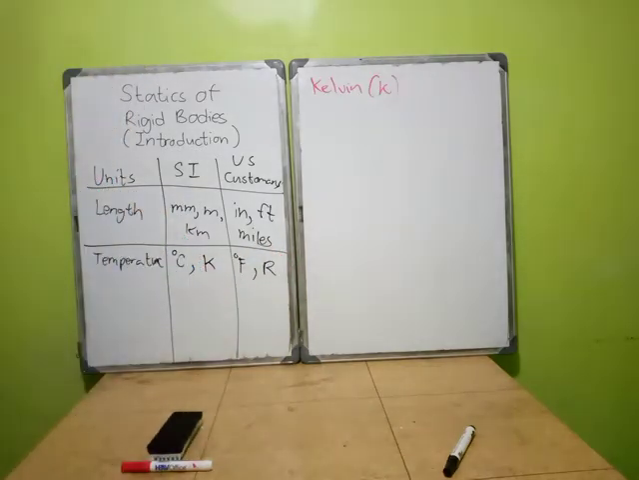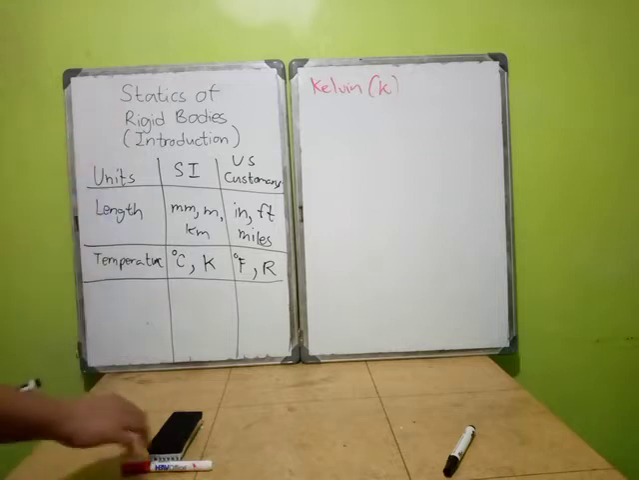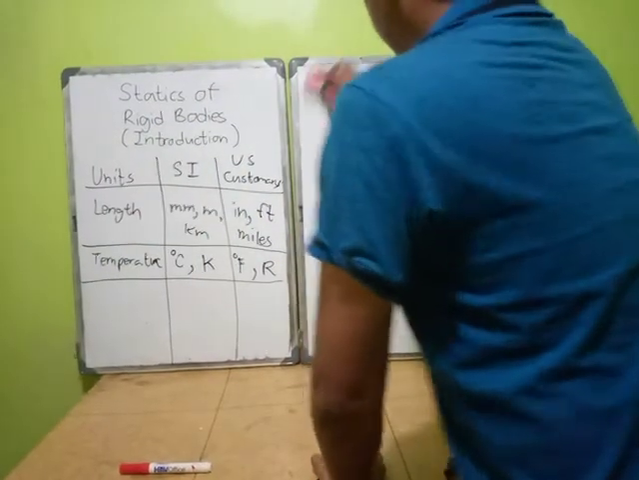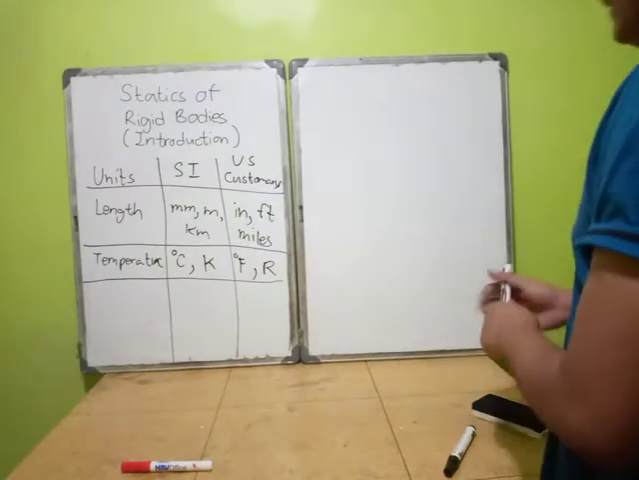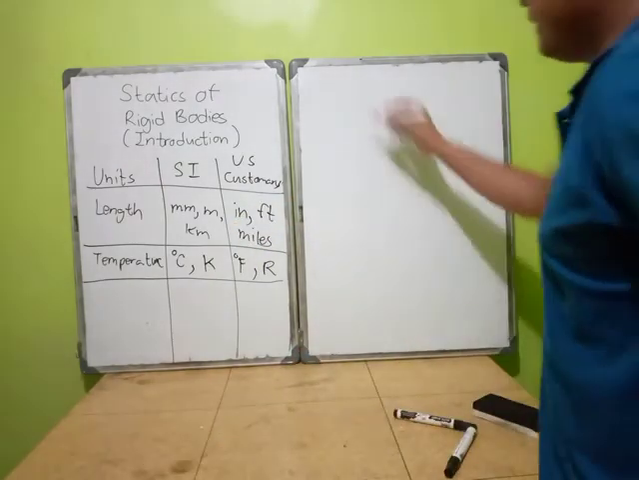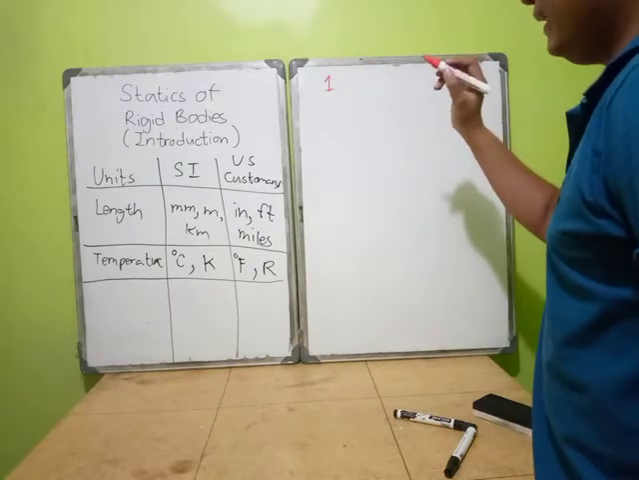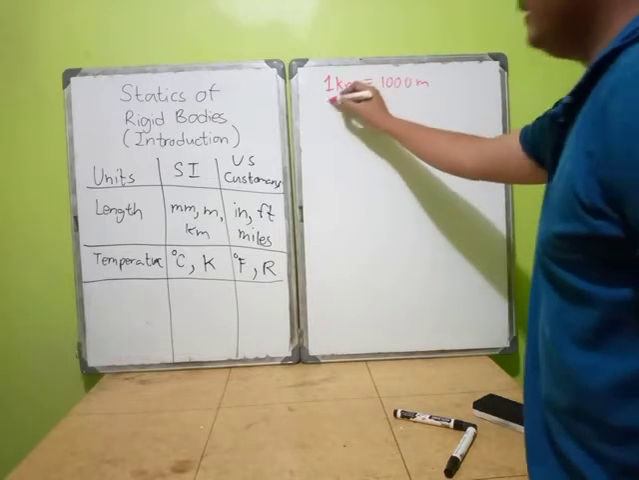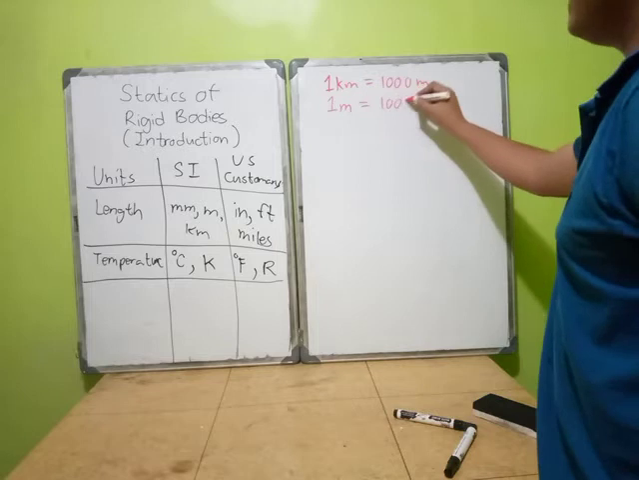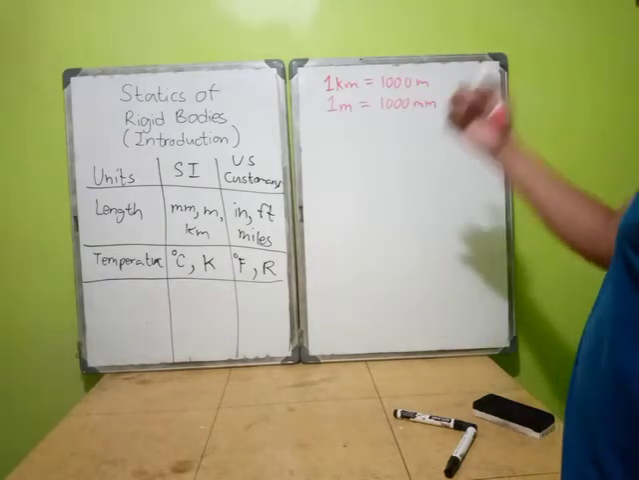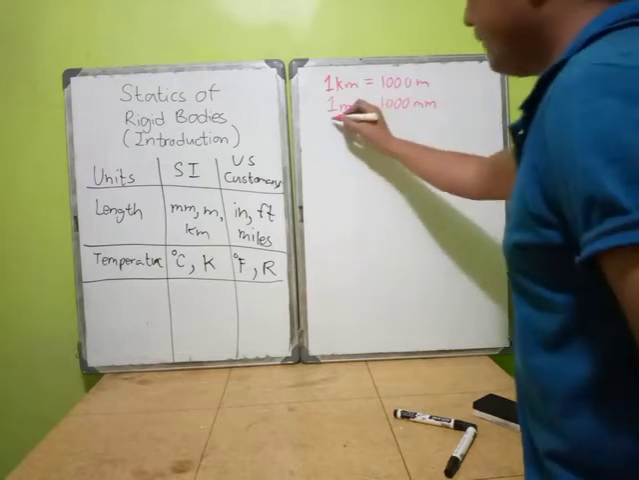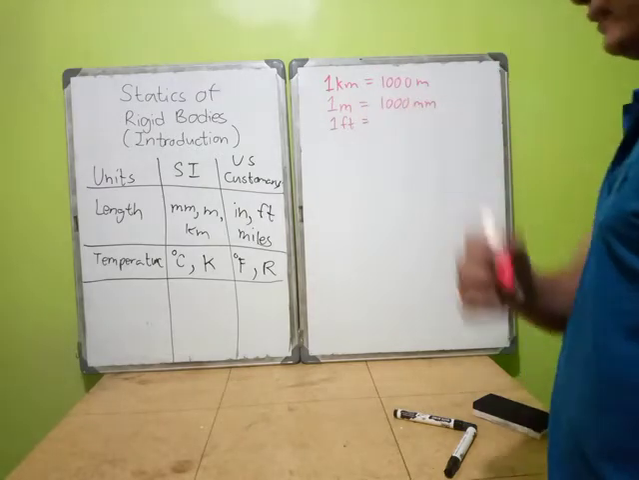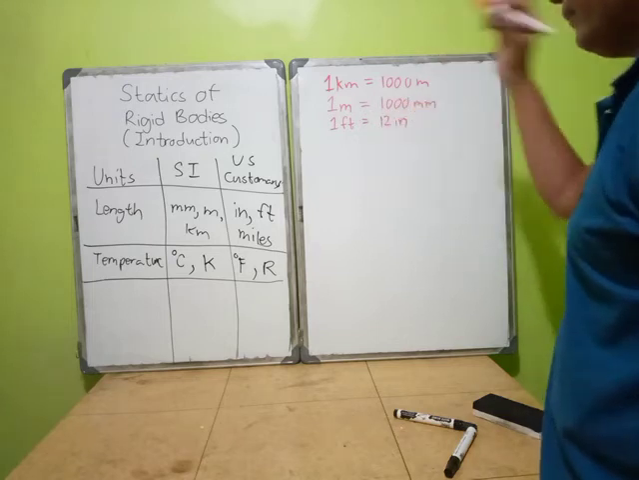So maybe i-review natin yung mga relationships nila. When it comes to conversion, magsimula tayo sa length. 1 kilometer is equivalent to 1,000 meters. 1 meter is equivalent to 1,000 mm. Then how to convert? This is just a review. 1 foot is equivalent to 12 inches.